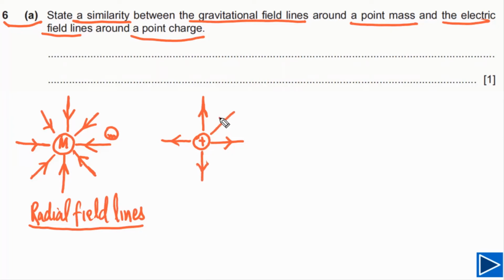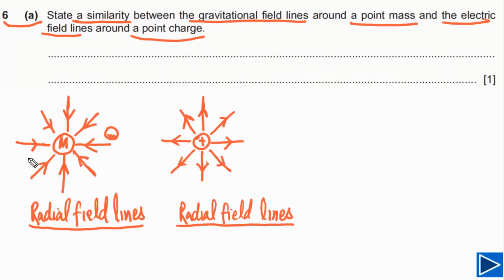So we can draw some more field lines. So you can see the clear shape of this electric field. This field around this point charge is a radial field, or we can say these lines are radial field lines. So this is the similarity between these two fields.